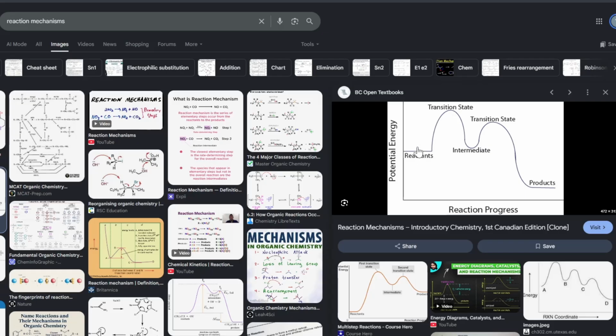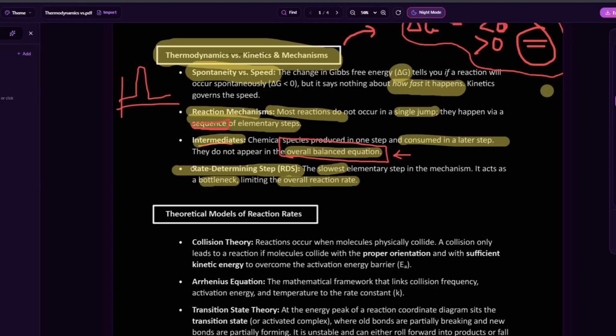It's going to take a lot of energy to get up to its transition state. So this is the rate, what we would call the rate determining step. In other words, RDS, but I never really see the short form. I just call it rate determining step.